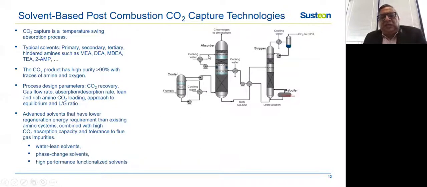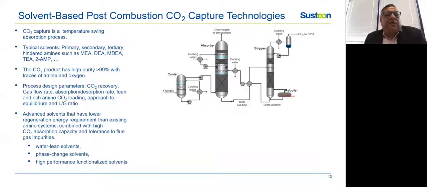In some designs, you have cooling water because the reaction is exothermic, so you need to control the temperature, and then the clean gas is vented. The sorbent, which is laden with CO2, is sent to a regenerator where you regenerate it, and then the regenerated solvent is sent back to the absorber and the cycle completes. The regeneration is typically done with steam. So this is basically a process which has been around for a long time in the industry.